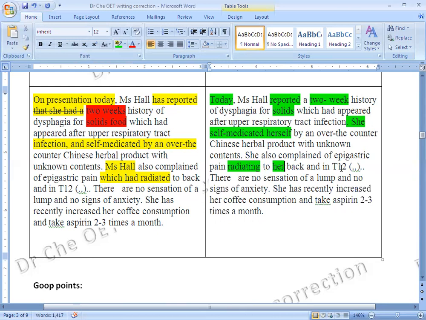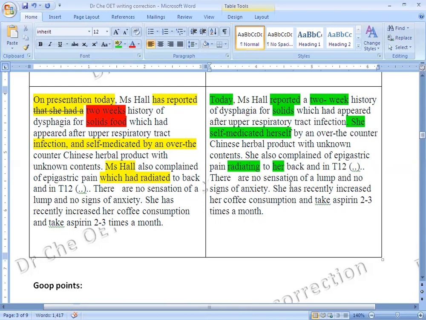And in T12. This word I could not understand because it was sent in picture form. So here T12, thoracic vertebra, whatever it was, we should.